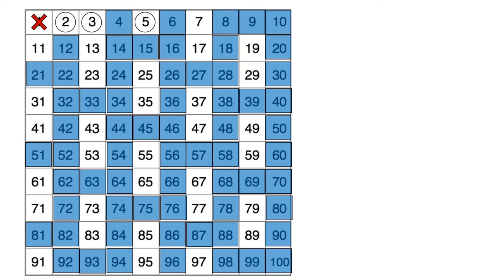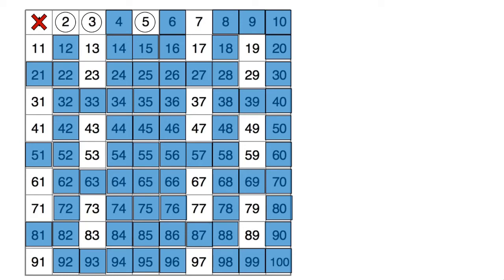So 10 can go, but it's already gone. 15's already gone. 20's already gone. 25 can go. 30's already gone. 35 can go. 40, 45, 50, 55 can go. 60, 65 can go. 70, 75, 80, 85 can go. 90, 95 can go. We've now got rid of the 2, the 3, and the 5 times tables, and we've kept 2, 3, and 5 as prime numbers.